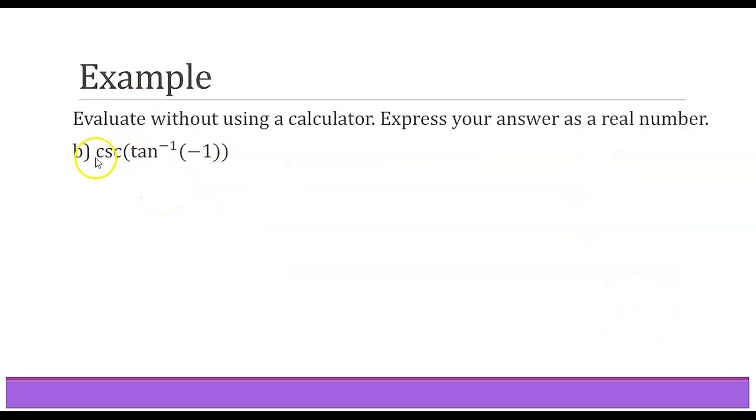In this example, let's evaluate cosecant of tan inverse of -1. So once again, we look at the inside and attempt to evaluate tan inverse of -1. Since this is an inverse trig function, we know that our answer is some angle, let's call it theta. So what we know then is that tangent of theta is equal to -1.